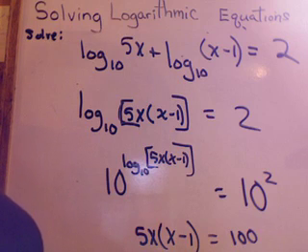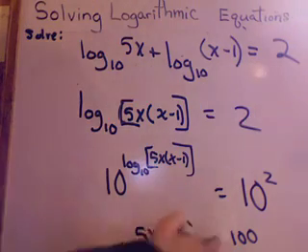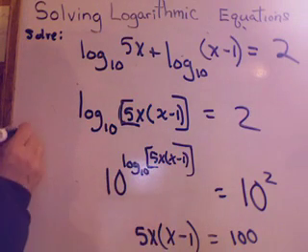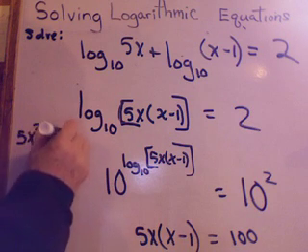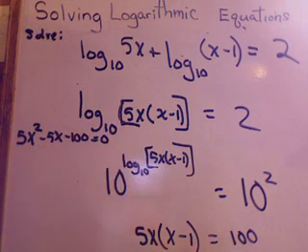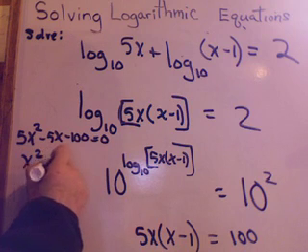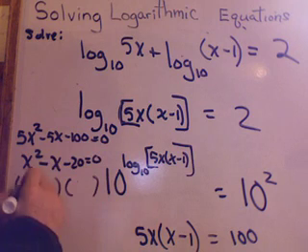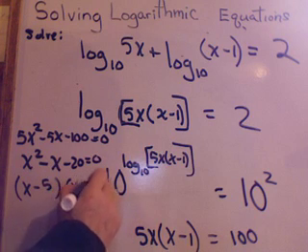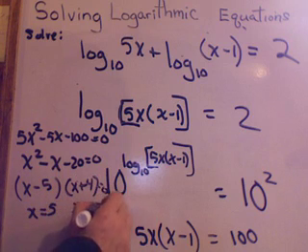At this point, I can move the 100 over. So let's get some more room up here. If I move the 100 over and multiply this out, I get 5x squared minus 5x minus 100 equals 0. Right? I could factor that. Before I do, I notice everything divides by 5. Let's make our work easier. X squared minus x minus 20 equals 0. And then I can factor x minus 5, x plus 4 equals 0. So x equals 5, x equals minus 4.